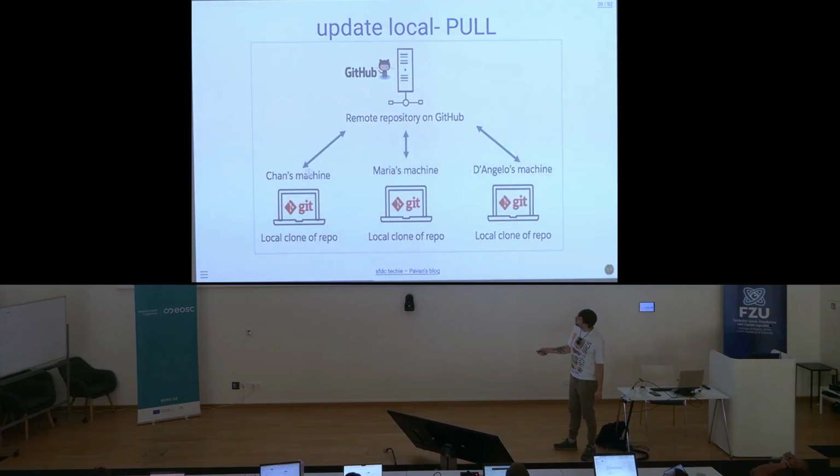Then what can happen is, for example, here Chan can push to remote, but now Maria will not have these changes. What Maria needs to do, she needs to update the version on her computer, and that's called pull. So we're pushing up, we're pulling down, okay?